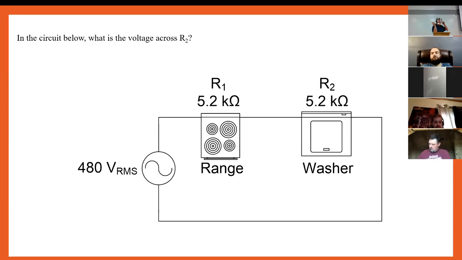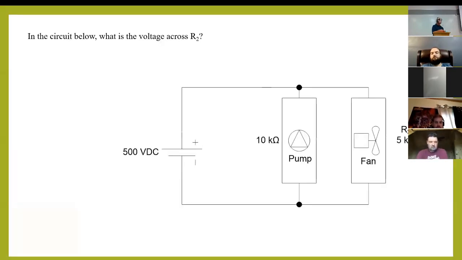I don't exactly know what would happen, but it's probably not going to give you the performance that you wanted. If it's a 120, that might be bad. But just wiring something in series like this is not a good idea, because if you unplug the washer, the range won't work either.